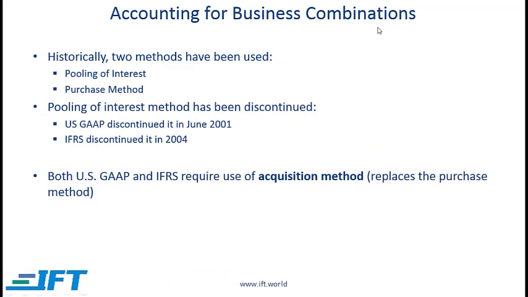How do we account for business combinations? Historically, two methods have been used: the pooling of interest method and the purchase method. The pooling of interest method has been discontinued. US GAAP discontinued it in 2001 and IFRS discontinued it in 2004. This method gave way to the purchase method, and in fact when I took the level 2 exam in 2009 we had to study the purchase method. But now both US GAAP and IFRS require the acquisition method.